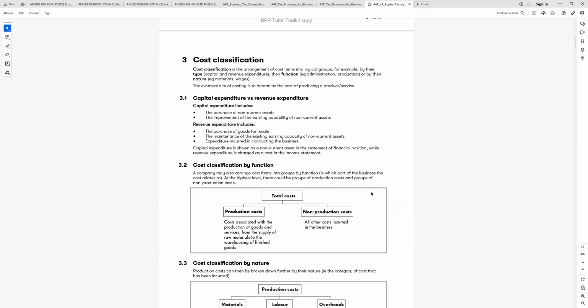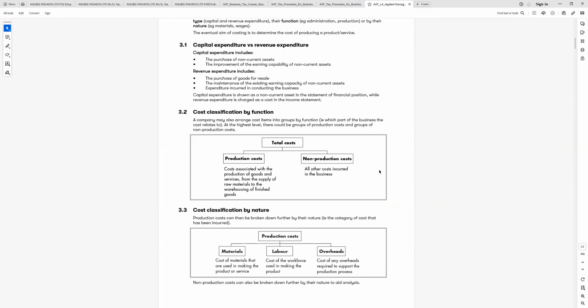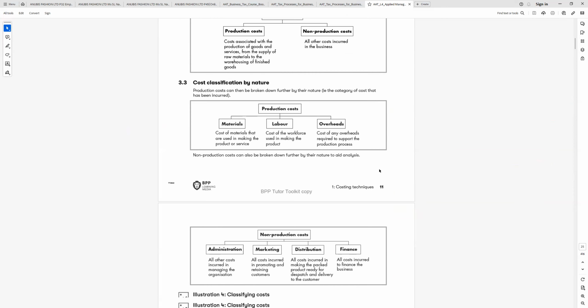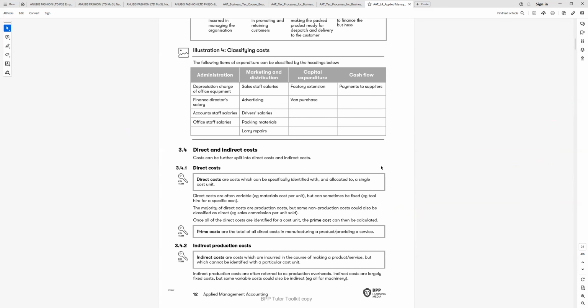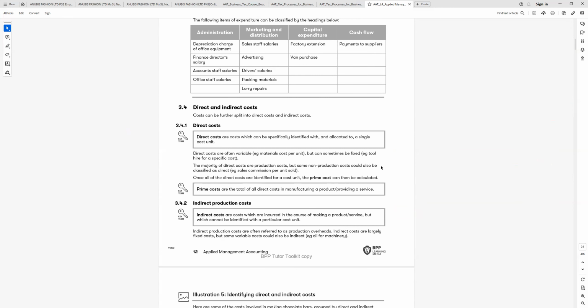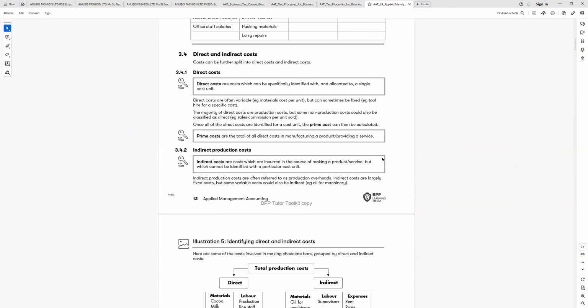The next one we have here is the difference between capital and revenue expenditure that we have discussed. That is quite simple, I think. All right, the next one we have is direct and indirect cost. The prime cost, obviously we know that. The prime cost means the total of the direct costs. All the direct costs together, we call it prime cost.